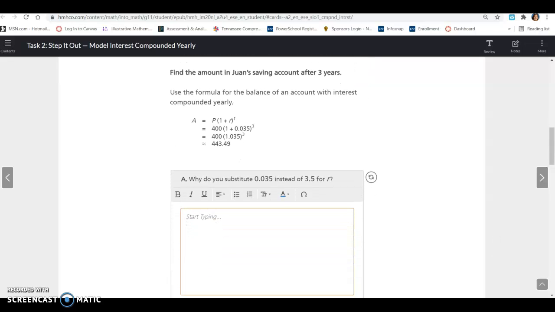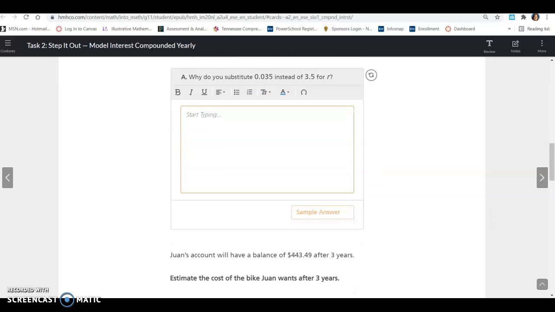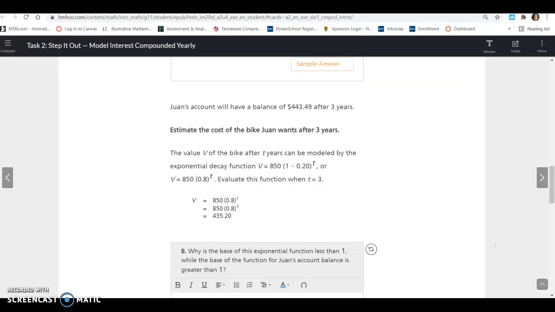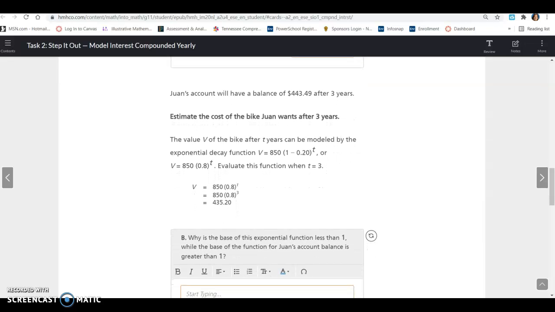All right, it says, why do you substitute 0.035 instead of 3.5 for R? Okay, so again, this was a percent and we had to change it to a decimal. So that's why we had to do that. All right, it says Juan's account will have a balance of $443.49 after 3 years. Estimate the cost of the bike Juan wants after 3 years.